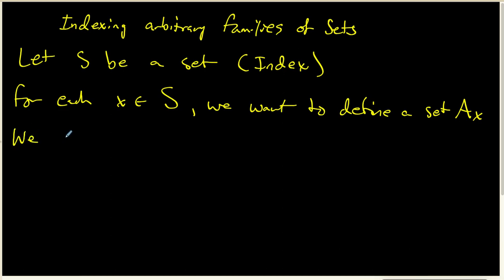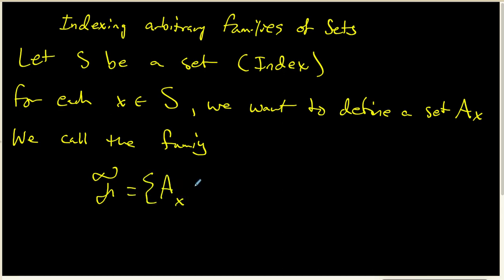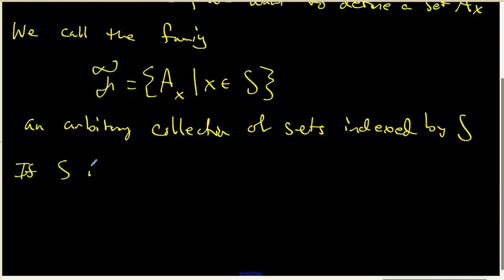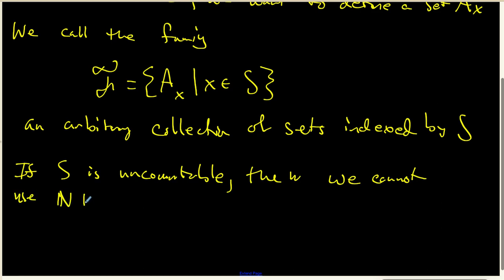And we call the family, and the family is going to be written as script capital F, the family of the collection of A sub X's such that X belongs to S, an arbitrary collection of sets indexed by the set S. And it's important to note that if S is uncountable, then we cannot use the natural numbers to denote the elements, or rather the sets, in our family.